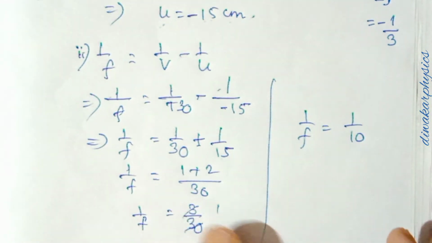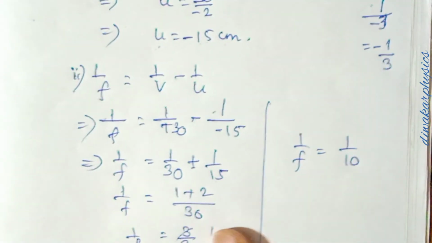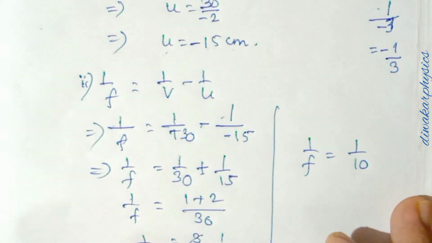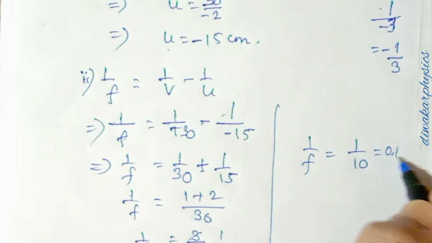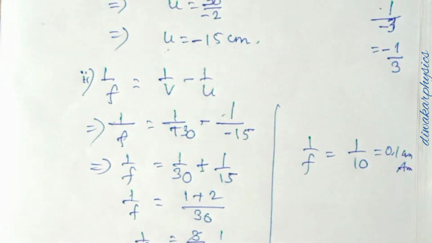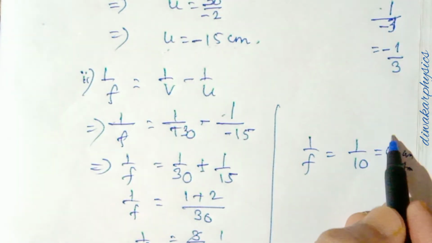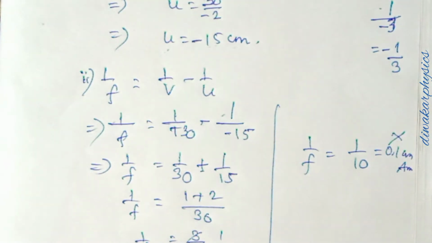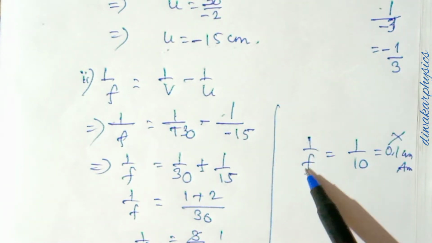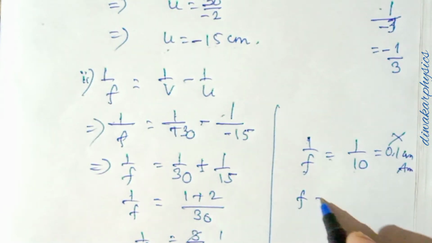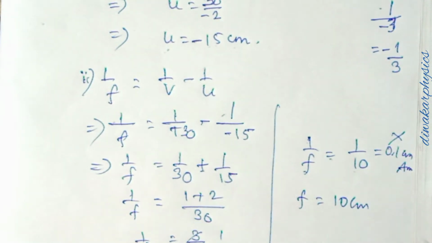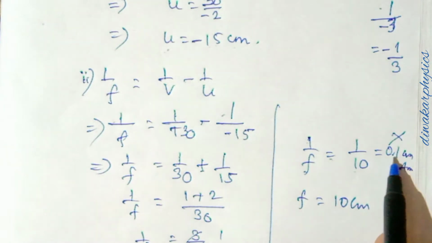So here 1 by f is equal to 1 by 10. Here some students make a mistake. What is that? They write 0.1 centimeter as the answer. This is absolutely wrong, because you see here you have 1 by f. So if 1 by f is 1 by 10, then simply cross multiplying you will get f equal to 10 centimeter, not 0.1 centimeter.